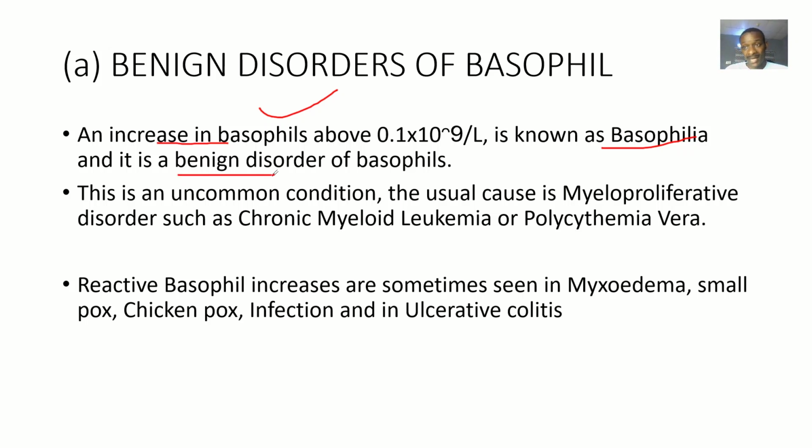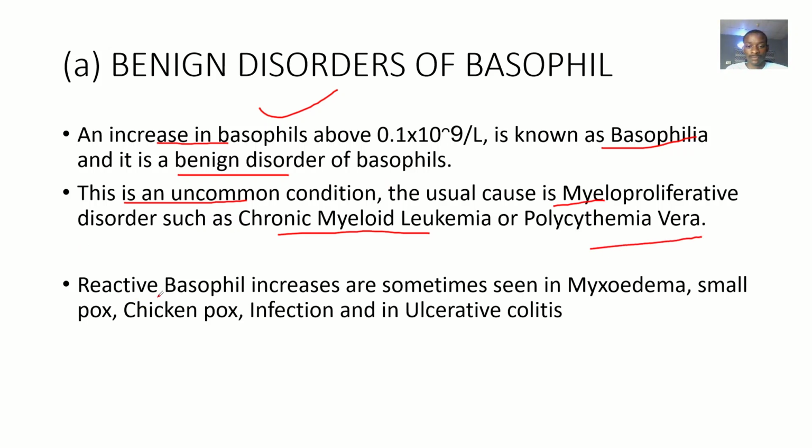But this one is benign. It does not actually shoot up too much. So we say that this is a benign disorder of basophils. Now, this is an uncommon condition. The usual cause is myeloproliferative disorders. That's any disorder that is basically making the myeloid cells grow too much. That's a myeloproliferative disorder. And examples of these myeloproliferative disorders include chronic myeloid leukemia and polycythemia vera.